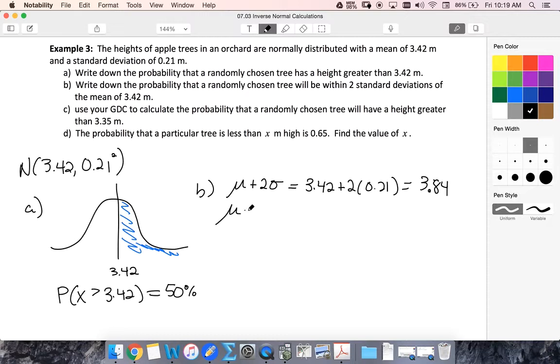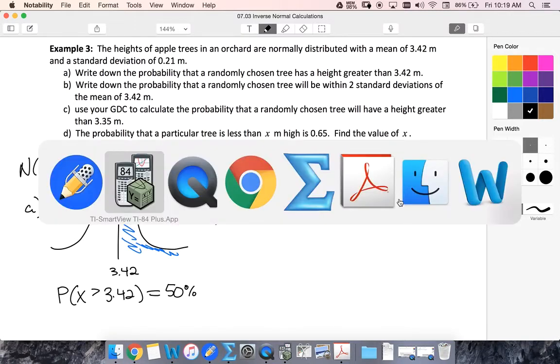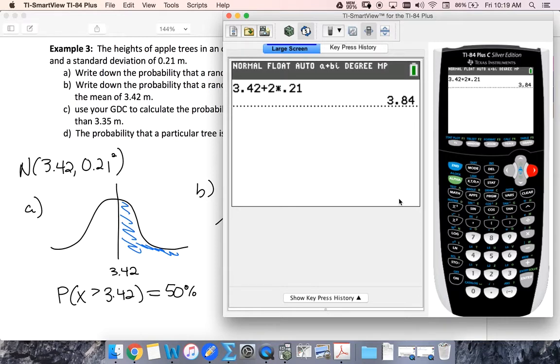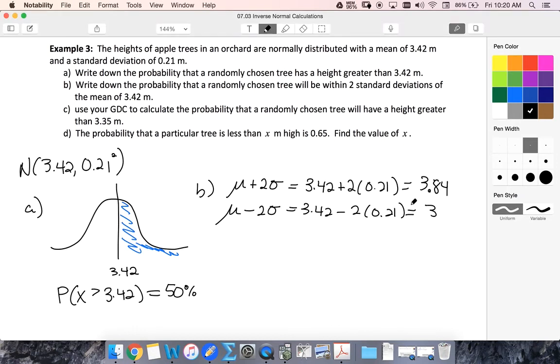And then my mean minus 2 standard deviations. Minus 2 times 0.21. Nice and easy to put in my calculator. Go up and copy it. Change the plus to a minus. Okay, that's exactly 3. So now I'm thinking about my picture. 3.42. The low number is 3. The high number is 3.84. And I remember that's something around 95 or so %, but I can use my calculator.